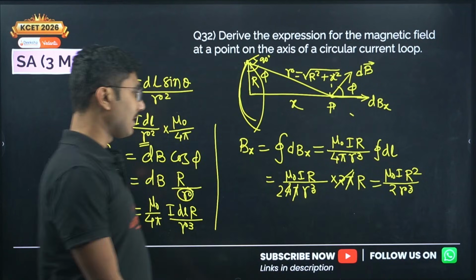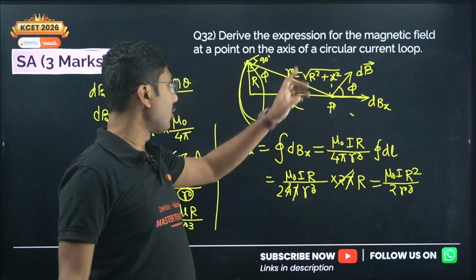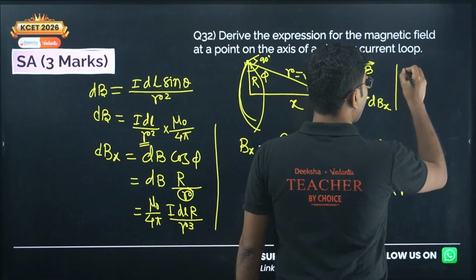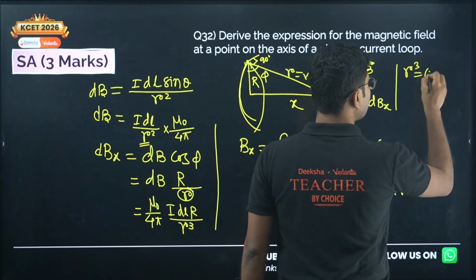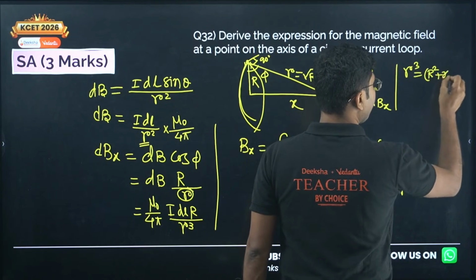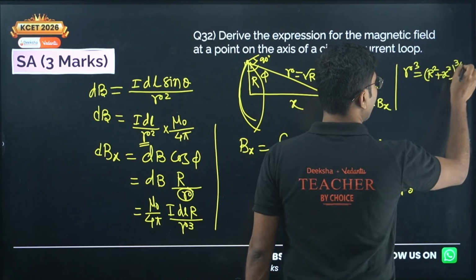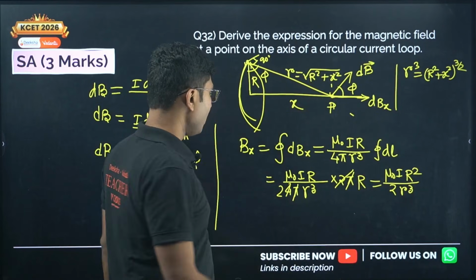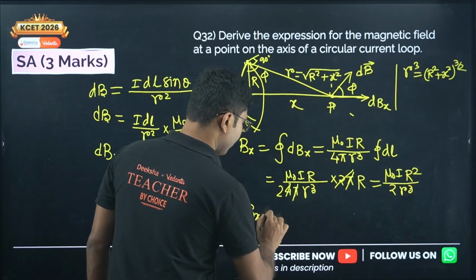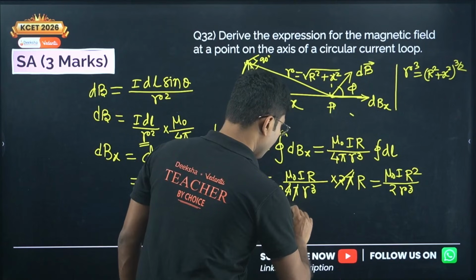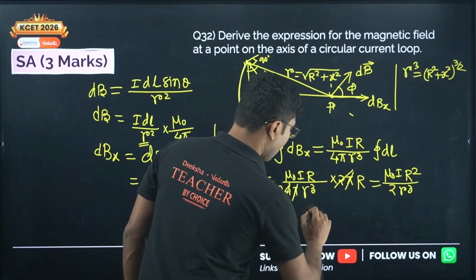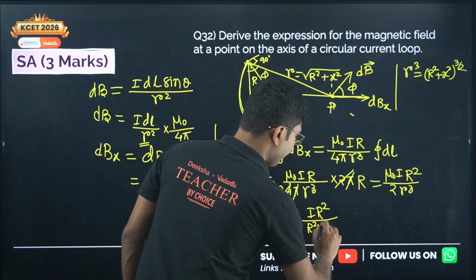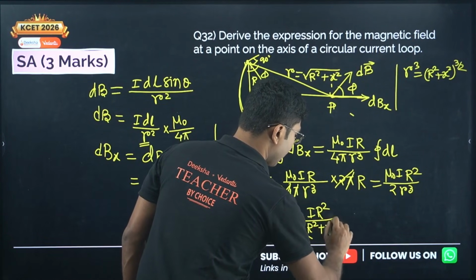But this is not the final answer. You have to substitute the value of small r over here. Small r is the square root of capital R square plus x square. That means r cube must be equal to R square plus x square to the power 3 by 2. Why 3 by 2? The 2 represents the square root and the 3 represents the cube. So we have to put that value as well. After a little rearrangement, we get mu naught by 2, I R square divided by capital R square plus x square to the power of 3 by 2.